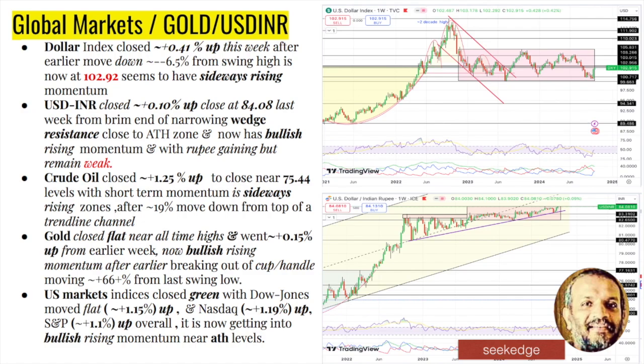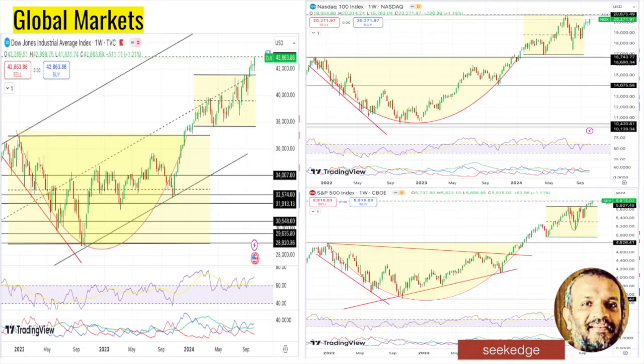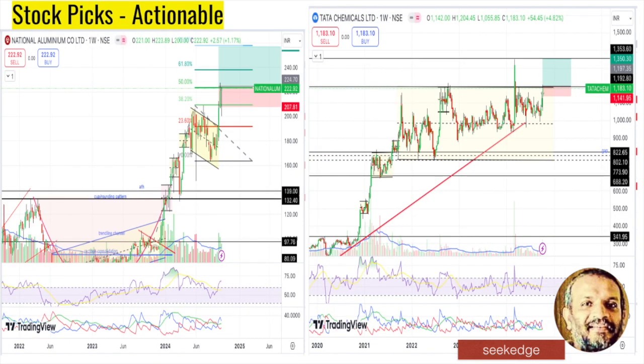Rupee weakening is bad, crude rising is going to be bad. Gold spiking up when the market is correcting is also not great. But US markets are green. So all positive, very positive global cues. So all cues are not bad. Although there is war cry and all this going on, still the global cues, the mother market, is not showing that fear.